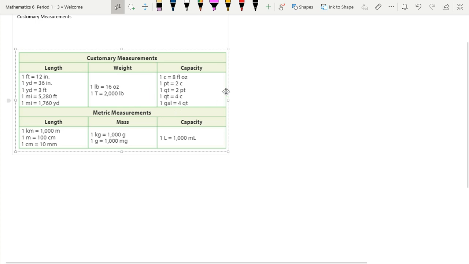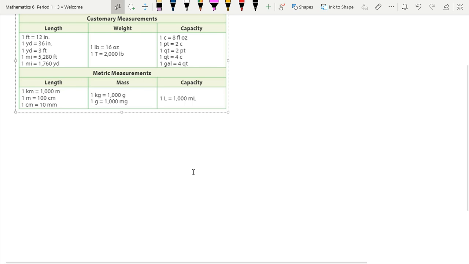And then capacity. Capacity is something that holds something. 1 cup is 8 fluid ounces. 1 pint is equal to 2 cups. Here we've got 1 quart is equal to 4 cups. And then 1 gallon is equal to 4 quarts. And we're going to talk about metric in a little bit.